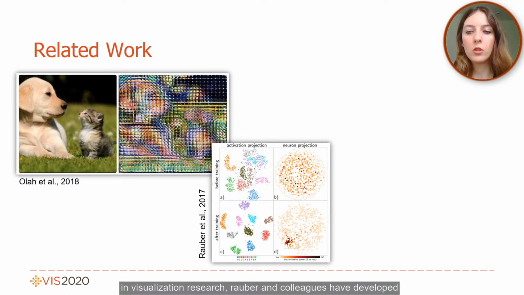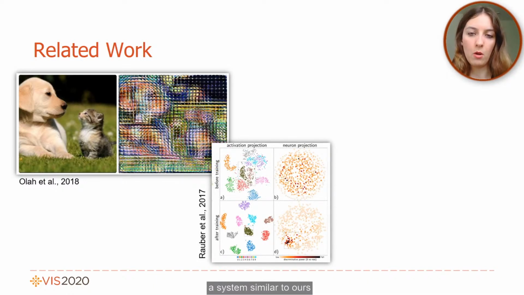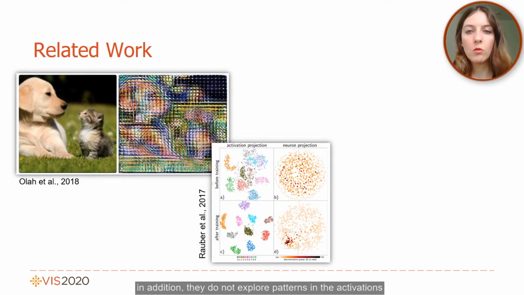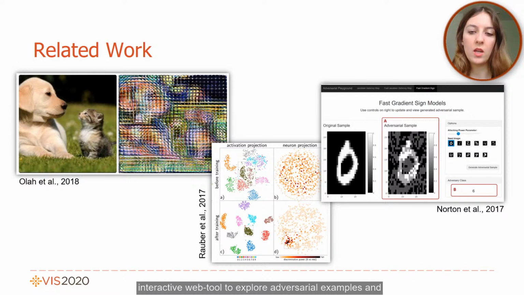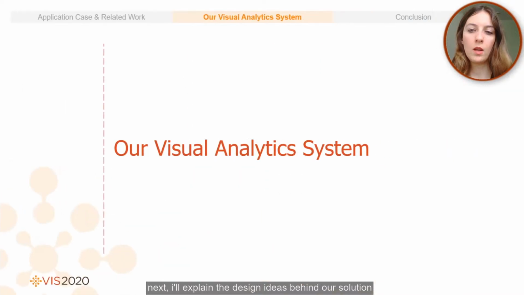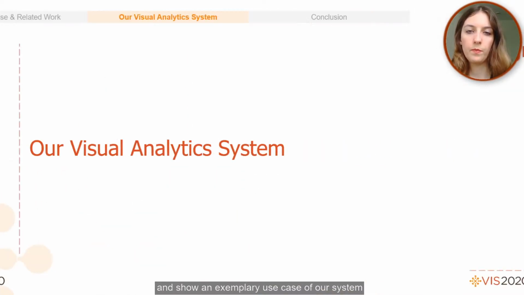In visualization research, Rauber and colleagues have developed a system similar to ours. They calculate a 2D projection of the activation data of a model, but are limited to fully connected layers. In addition, they do not explore patterns in the activations except for those found in the 2D projection. In connection to cybersecurity, Norton provides an interactive web tool to explore adversarial examples and compare different methods to generate such examples. It helps the user to find weaknesses of a model, but does not try to provide interpretations for classifications. Next, I'll explain the design ideas behind our solution and show an exemplary use case of our system.